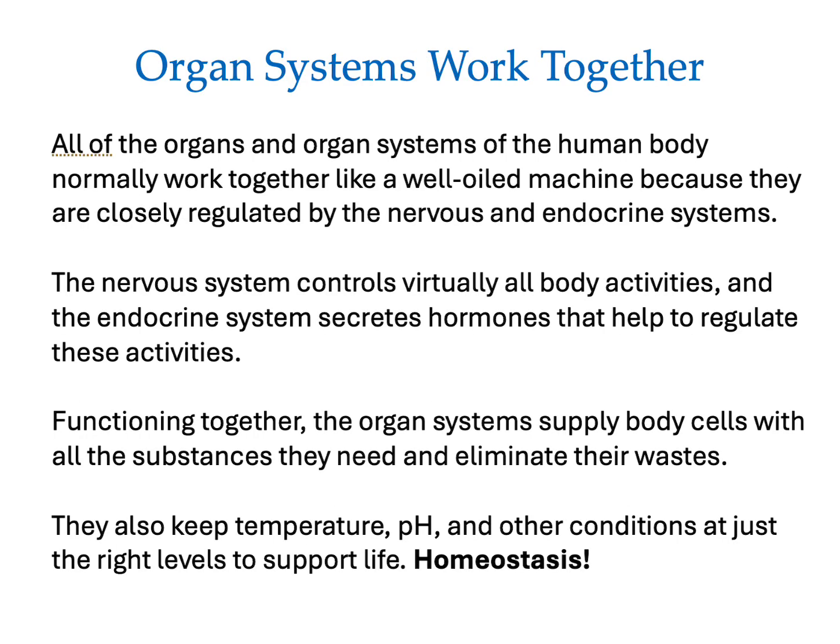Organ systems work together. All of the organs and organ systems of the body normally work together like a well-oiled machine because they are closely regulated by the nervous and endocrine systems. The nervous system controls virtually all body activities, and the endocrine system secretes hormones that help to regulate these activities. Functioning together, the organ systems supply body cells with all the substances they need and eliminate their wastes. They also keep temperature, pH, and other conditions at just the right levels to support life. Homeostasis is the main theme of this entire course.